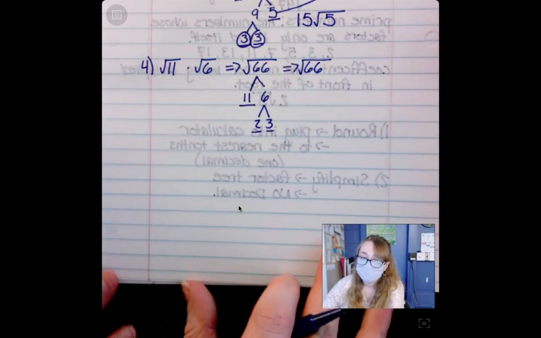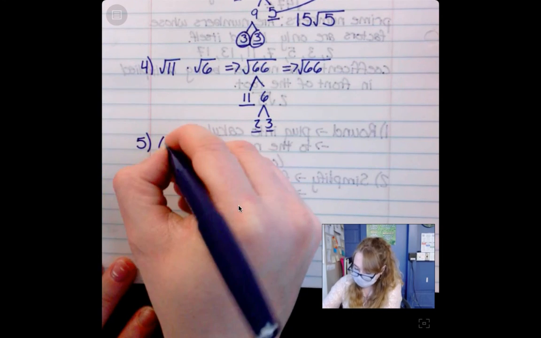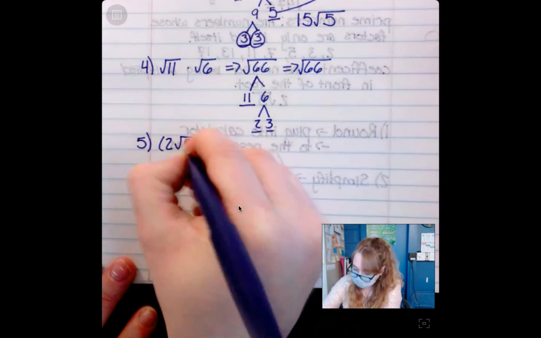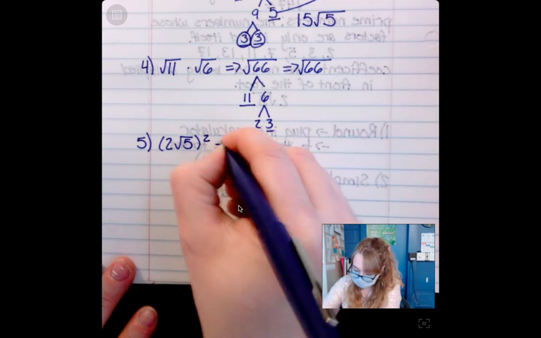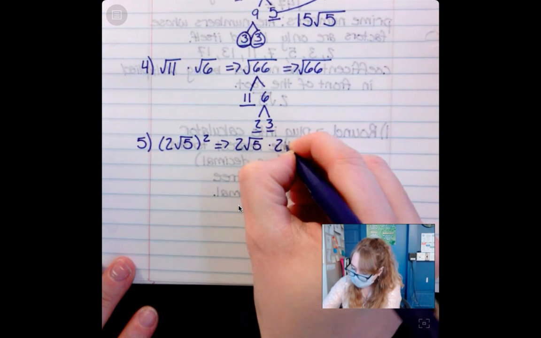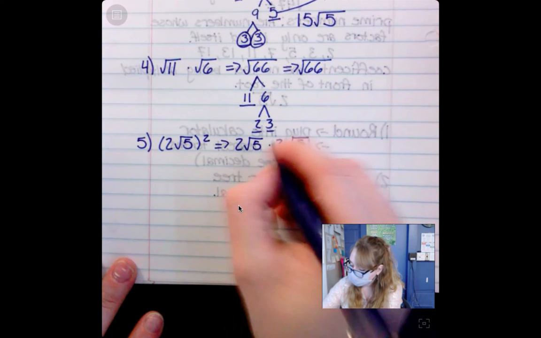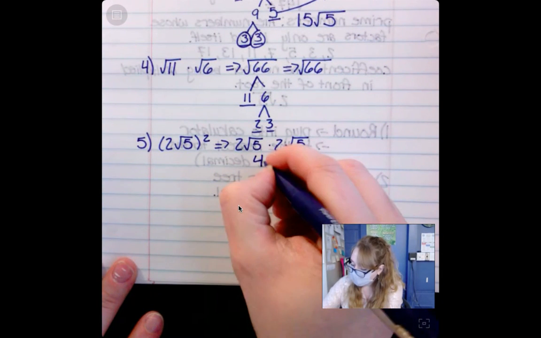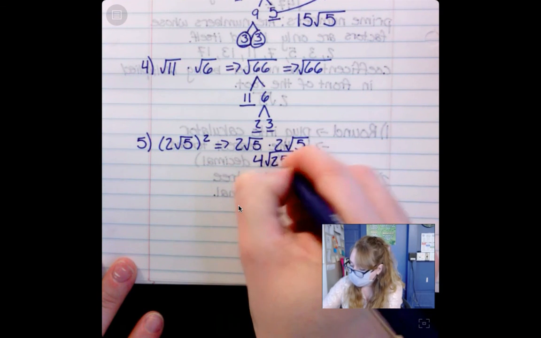All right? And what happens if we have to multiply where we have coefficients? So here we have 2 root 5 to the second power. So what that's really saying is that we're multiplying 2 root 5 times 2 root 5. First, we multiply the coefficients. 2 times 2 gives us 4. And then inside the radicals, 5 times 5 gives us 25.